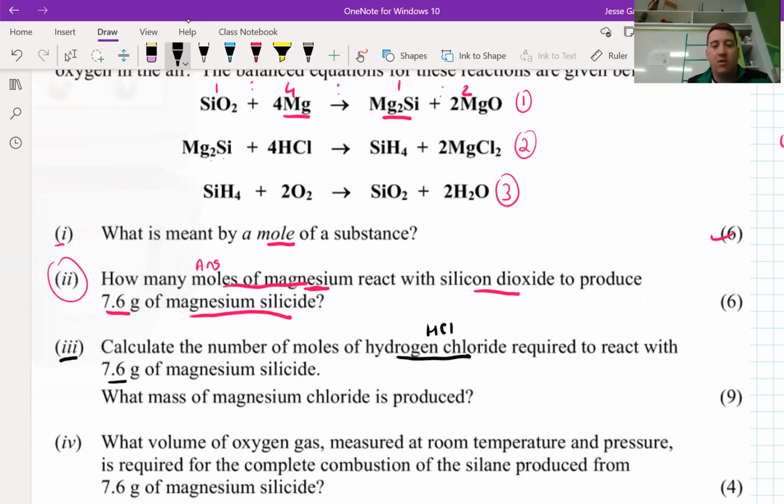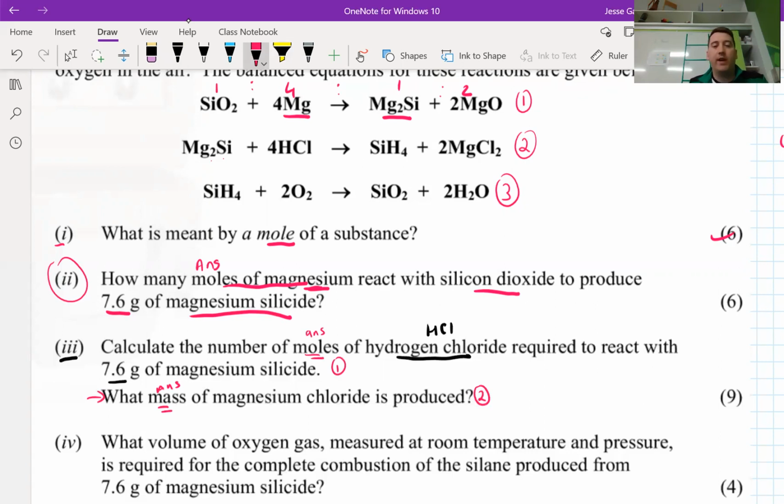What mass of magnesium chloride is produced? So there's 2 parts. I'm going to break this into 2 parts. I'm going to say this is part 1 and this is part 2 because it's very easy to forget this part. Okay. So first of all, calculate the number of moles. So the answer to your first part is going to be in moles. And then you need to find the mass. So the answer to the second part is going to be in mass.